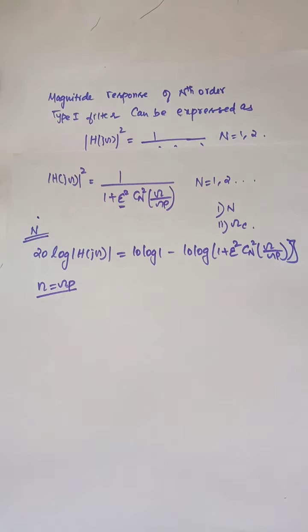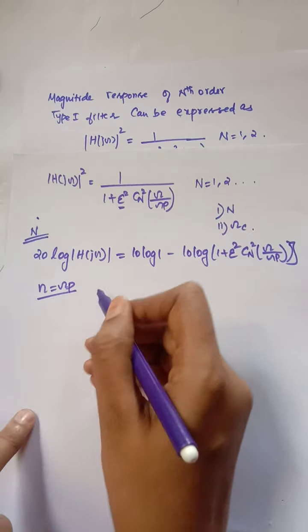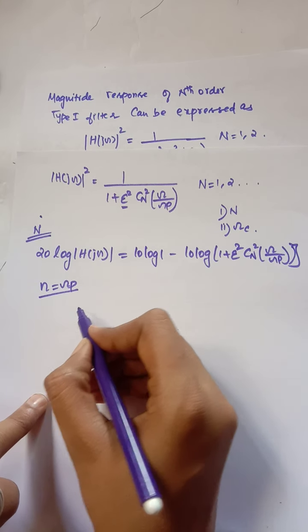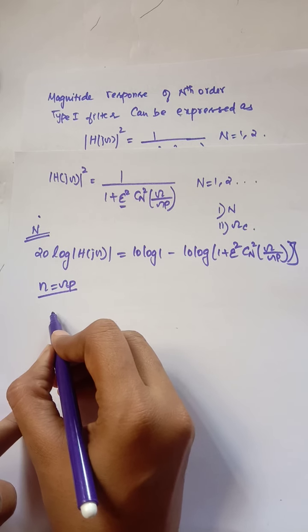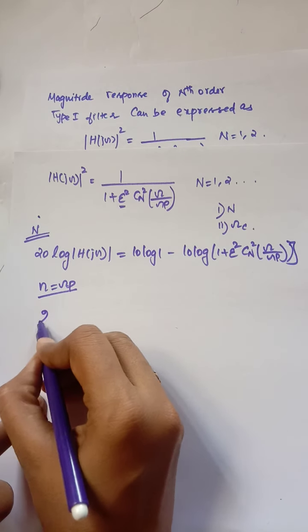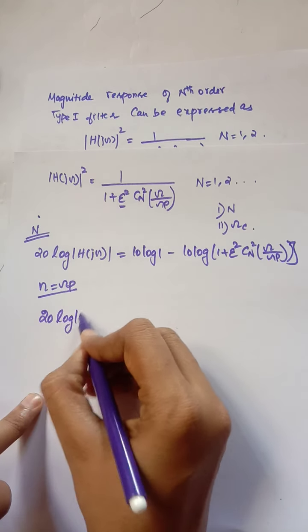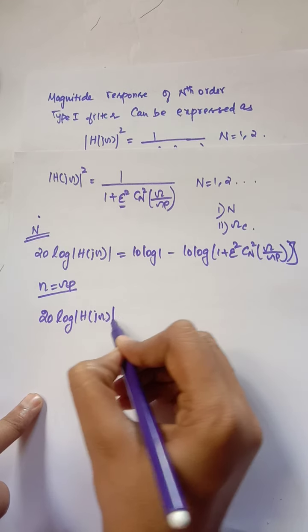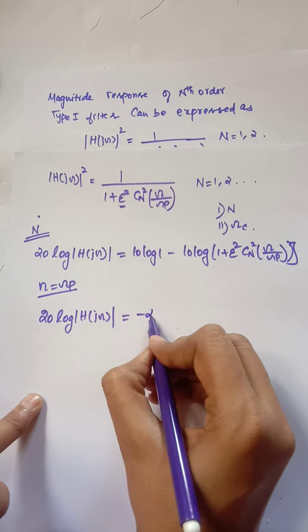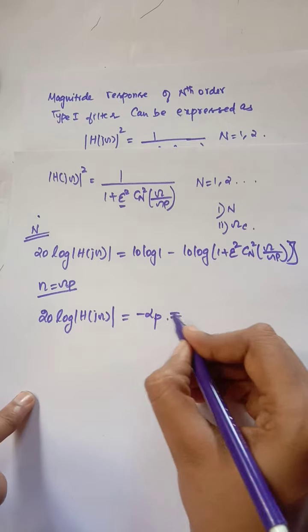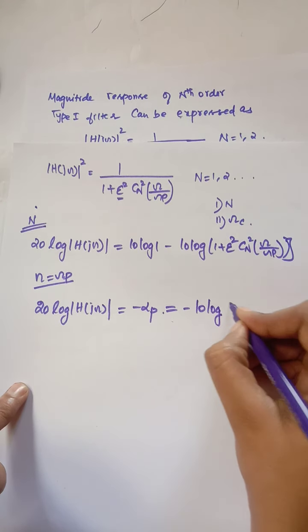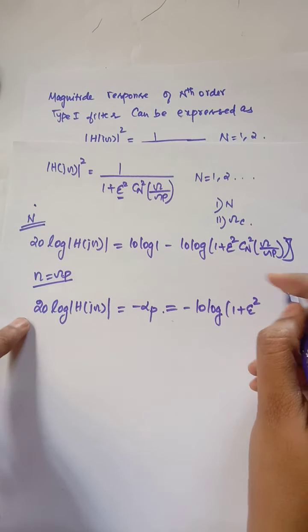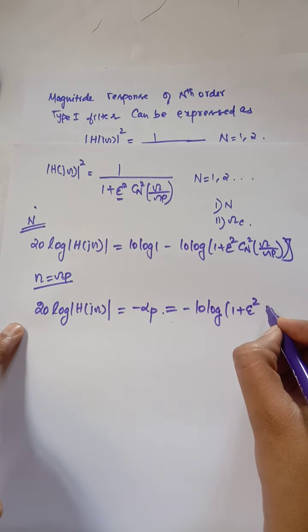At Ω = Ωp and Ω = Ωs. Here I am going to consider Ω = Ωp, and we follow the same procedure as before. So this will become 0. Here 20 log of |H(jΩ)| we equate to minus αp, and similarly we equate the other side to minus αp. So 10 log of (1 + ε²), where Ω/Ωp becomes 1.